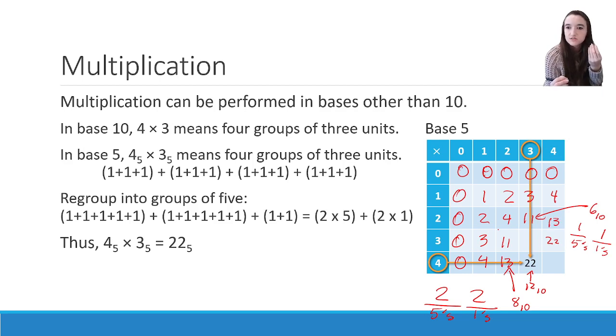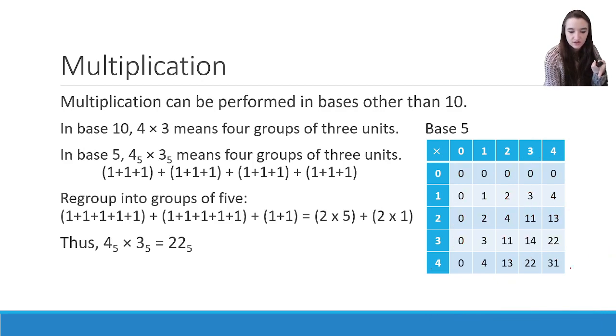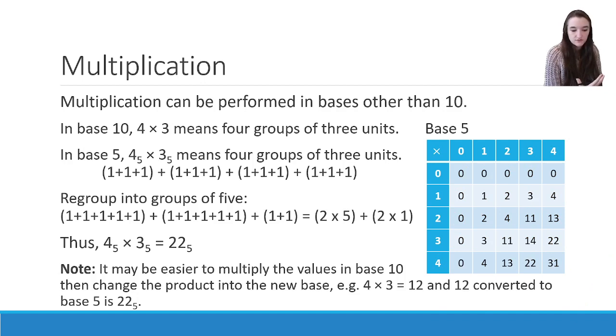3 times 3 is 9. Right? 9 in base 10. How many 5s? There's 1 of them. And 4 left over gets us 14 here. And then 4 times 4 is 16 in base 10. How many 5s? Well, that one's a little bit trickier, right? It's not just one of them. So 5s, 1s. So we have to get up to 15. There's 3. And then 1 left over to get to 16. So this is, in fact, 31. So that's how we can make a full chart. So it may be easier to multiply the values in base 10 than change the product into the new base, like we did here.